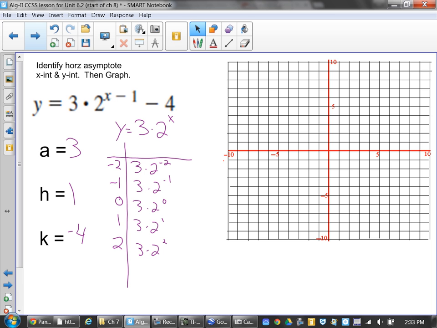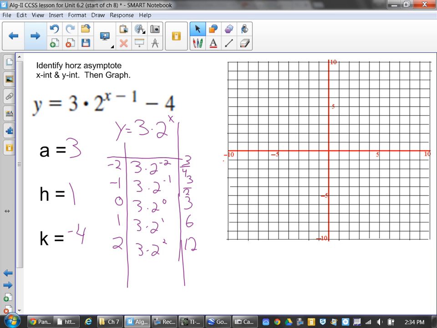All right. What's 2 to the -2? 1/4. What's 3 times 1/4? 3/4. Good. All right. What's 2 to the -1? 1/2. What's 3 times 1/2? 3/2. Wait, what's the first one? 3/4. What was this one? 3 halves. What's the next one? 3. Are you okay with that?